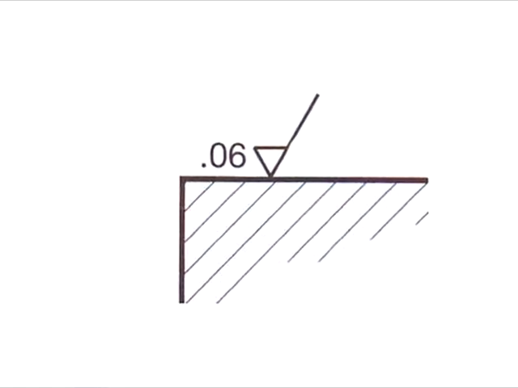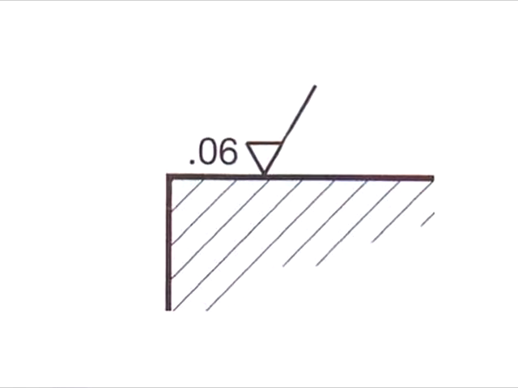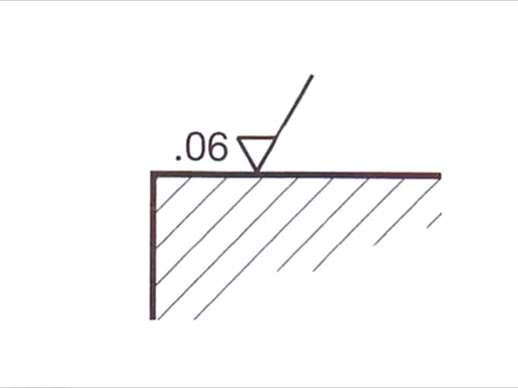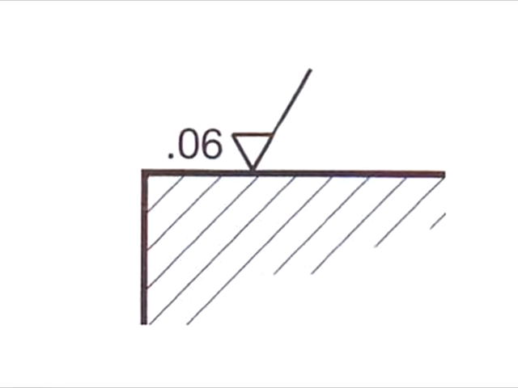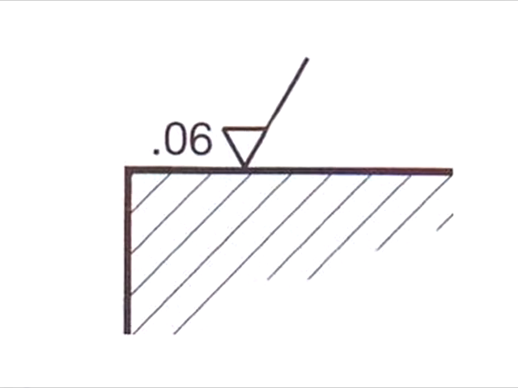What's machining allowance? Well, it's something we find mostly on castings, and it indicates the amount of material that was left on the rough part for machining. It doesn't mean that you should take 60 thousandths of an inch off. It means that you have 60 thousandths of an inch to play with.